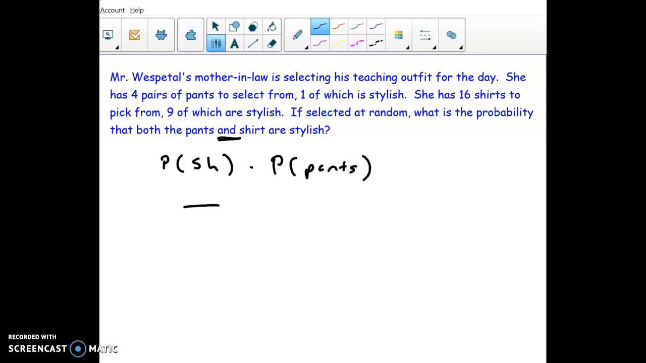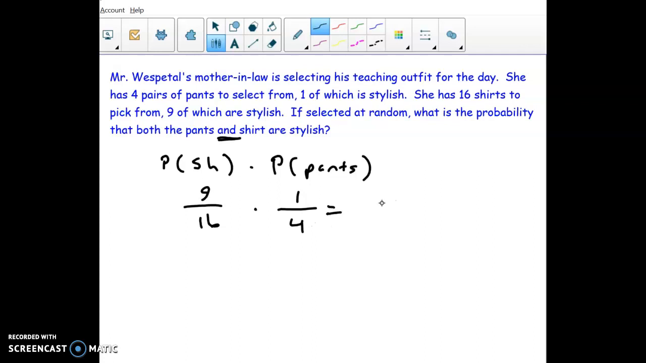Okay, so the shirt, let's see. The shirt, there are 9 that are stylish out of 16. That seems about right. Pants, not all that stylish. I have a hard time finding pants that fit me. So there's only 1 out of 4 pairs of pants that are stylish.